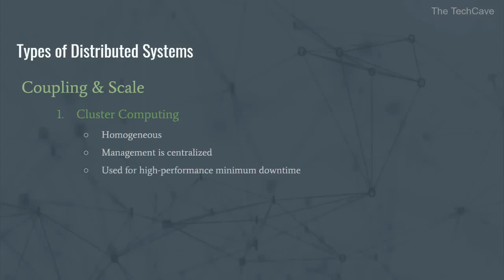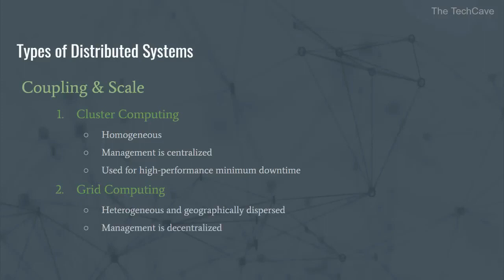Cluster computing is used to achieve high performance and minimize downtime. Grid computing, on the other hand, is a type of systems in which heterogeneity is the norm in terms of hardware, software, and technology. Nodes are dispersed over a very large area and administration is decentralized. Such systems are used when a large repository of data is involved and a lot of computing power is required.